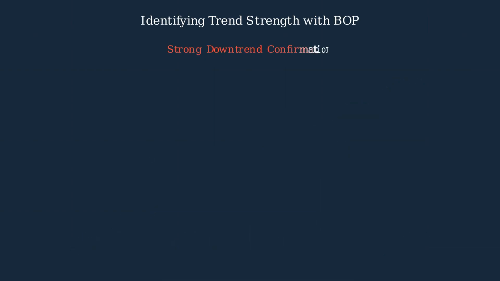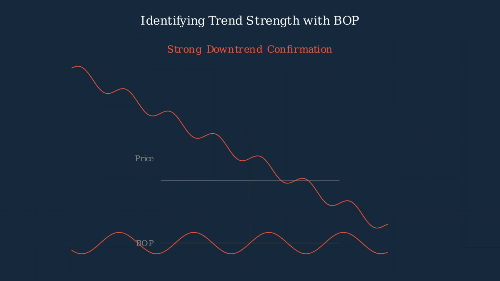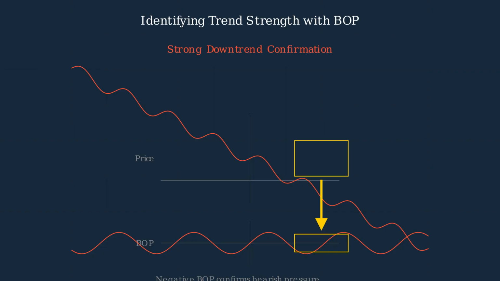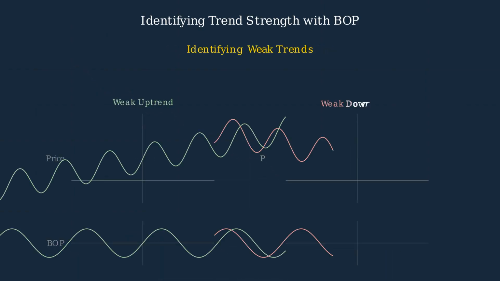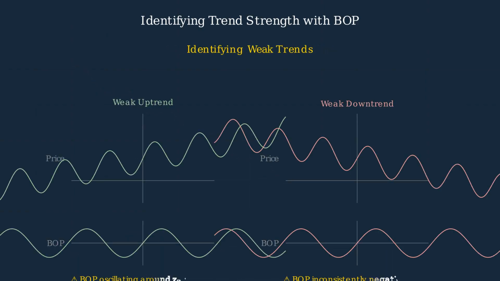Similarly, in a strong downtrend, a consistently negative BOP reading confirms that sellers are dominant. This confirmation signals traders to maintain short positions or avoid buying until selling pressure diminishes. When a trend is weak, the BOP indicator provides early warning signs. A price trend with a contradicting or inconsistent BOP reading suggests the trend may lack conviction and could reverse.